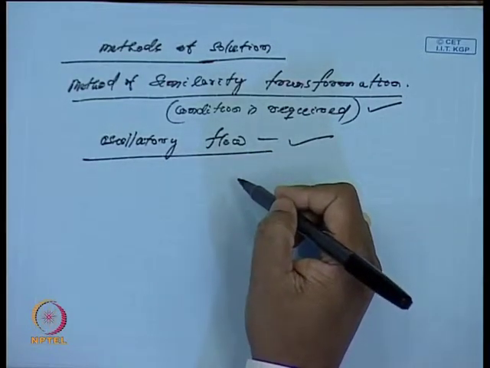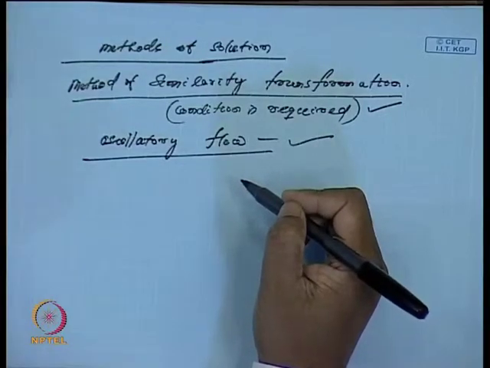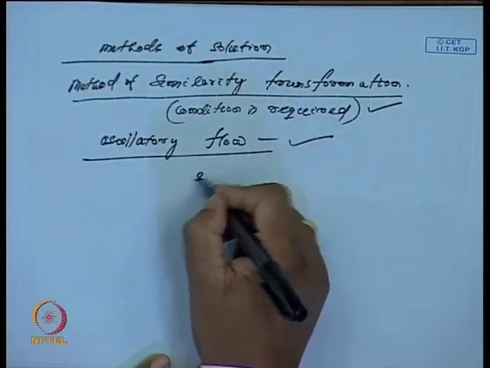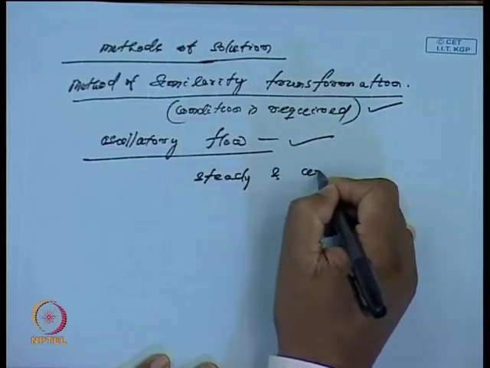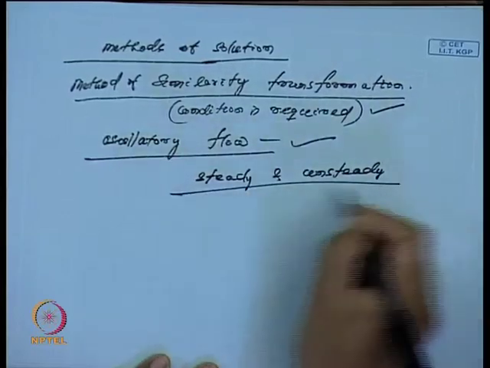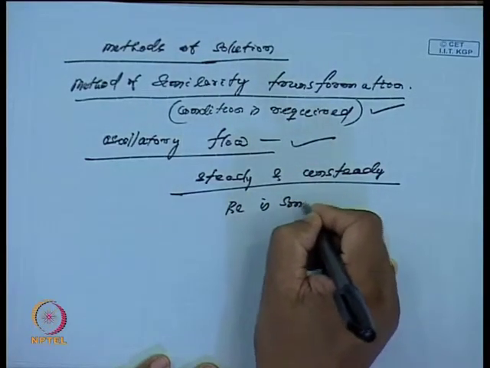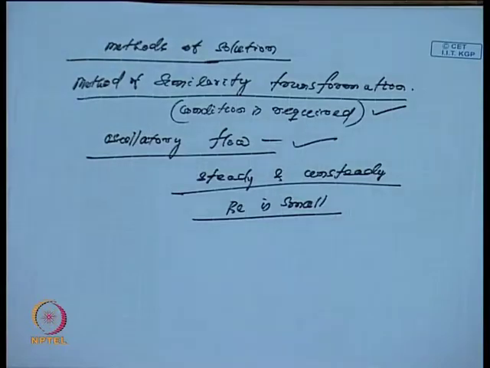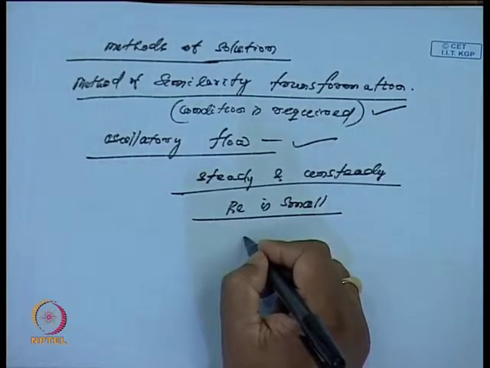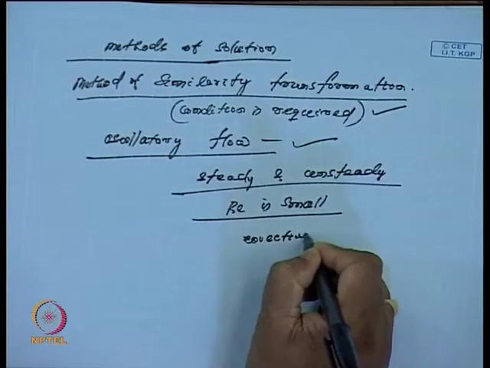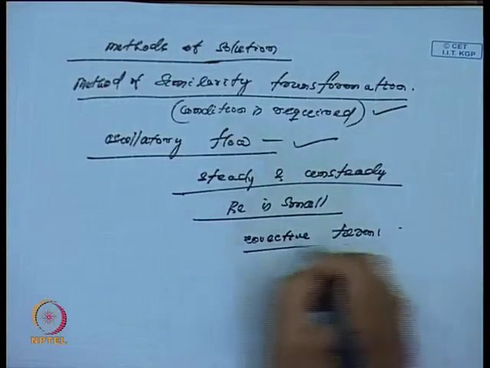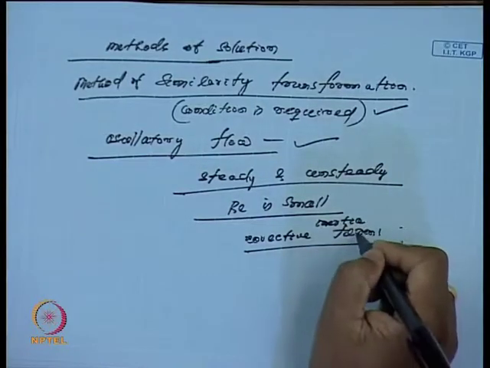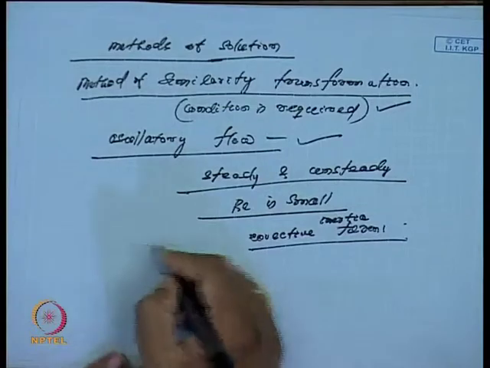And then another aspect of this: the 2 kinds of flow we have discussed, that is steady and unsteady. In all the cases R is small. Our concentration was on unidirectional flow, and also R is small, we have neglected the convective inertia term. And these flows are called laminar.